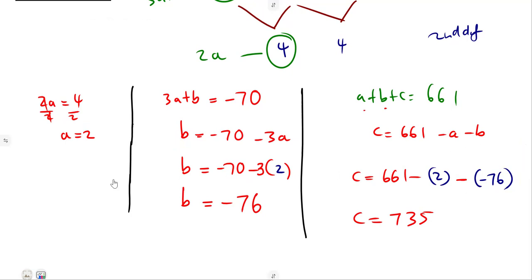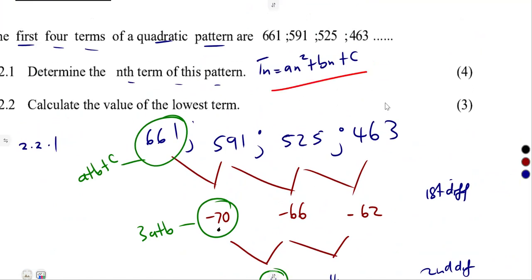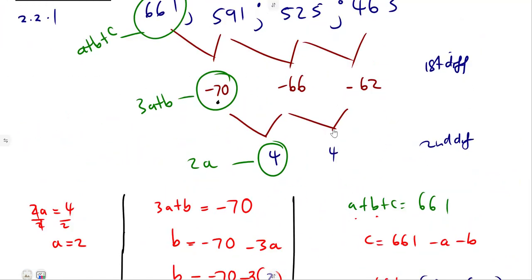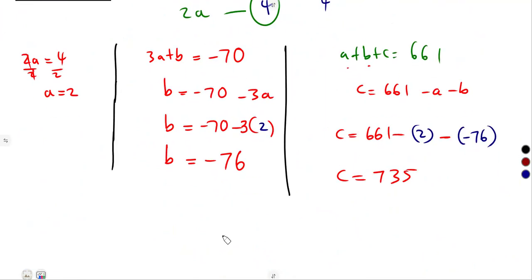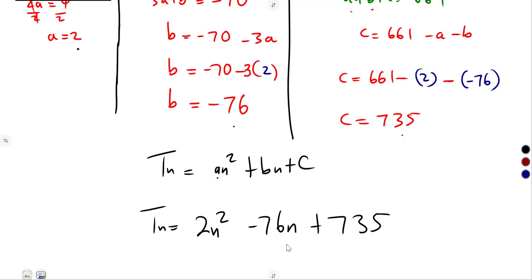With the value of A, B, and C, we can substitute them back into our Tn formula. So we're going to have the nth term of our given sequence, Tn from an squared plus bn plus c. That was going to give us what? Tn is equal to what? 2 in place of a, 2n squared minus 76n plus 735. So this is it.